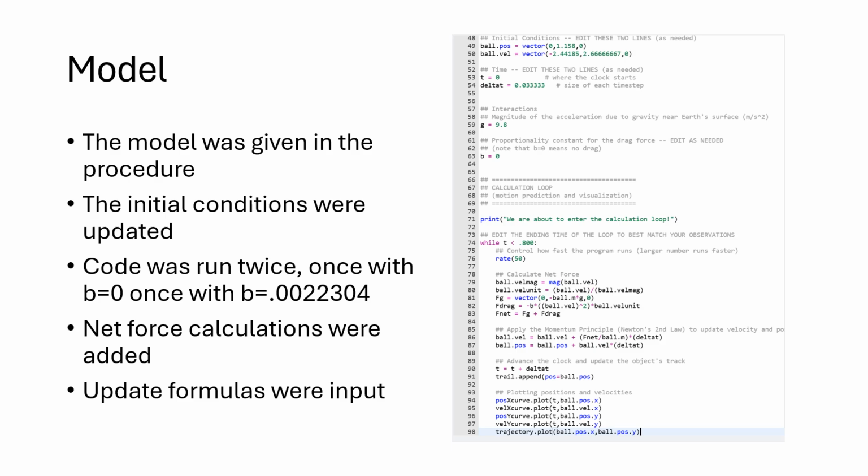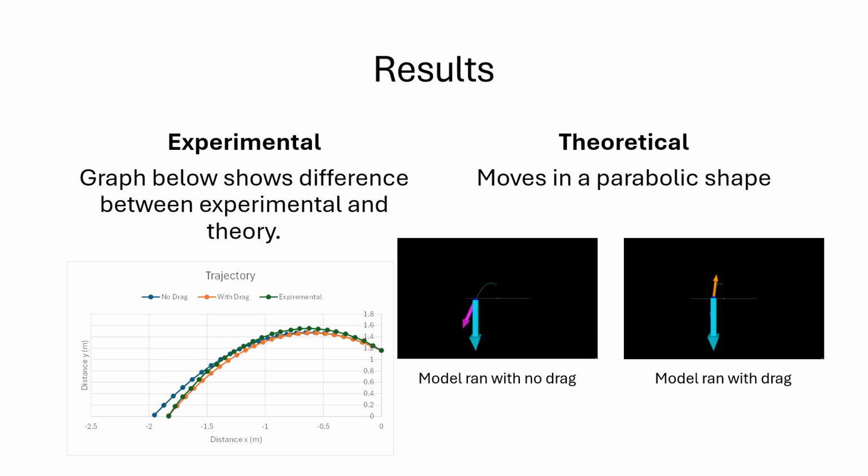The model was run twice, once with B equals 0, once with B equals 0.00222304. The net force calculations were added, and update formulas were input.